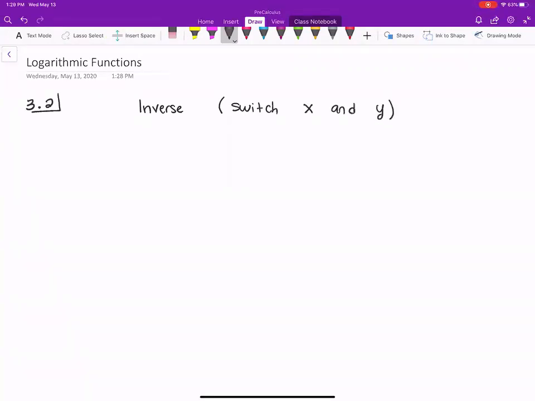So if I had something like the exponential function y equals 2 to the x, and I want to find the inverse, well, the first thing I would have to do is switch x and y. So now I would have x equals 2 to the y. But then after you switch x and y, you always have to then solve it for y.